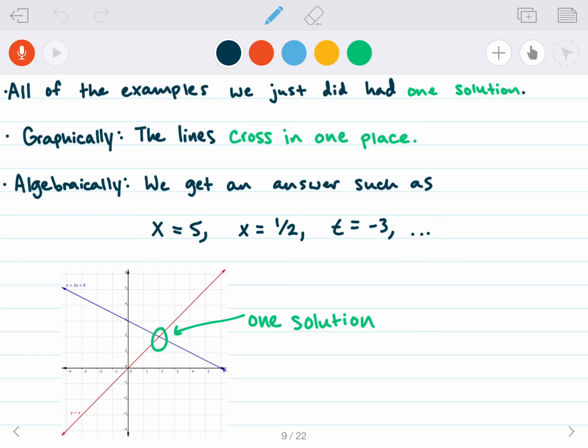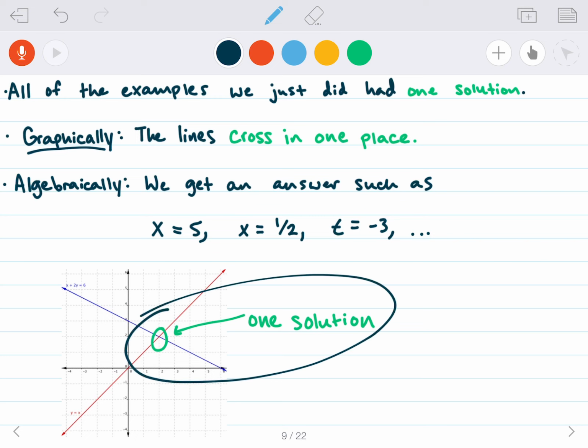Okay, so all the examples we just did had one solution. And what that means graphically, we talked about, that's where the lines cross. So we can see in this picture, the solution is the exact point where the lines cross. Sometimes when I ask for a solution, I'll just ask for x. Sometimes I want the ordered pair, so like the x comma y point. But that's what that means graphically.